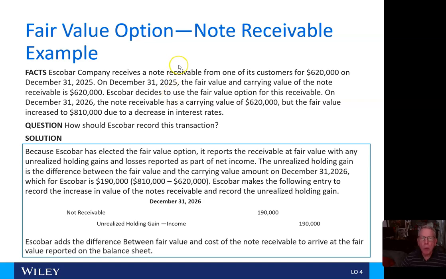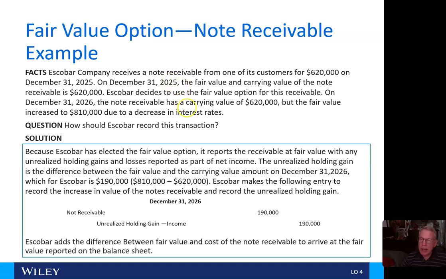where it received a note receivable from one of its customers for $620,000 on December 31, 2025. On December 31, 2025, the fair value and carrying value of the note receivable is $620,000. Escobar decides to use the fair value option for this receivable. On December 31, 2026, the note receivable has a carrying value of $620,000, but the fair value increased to $810,000 due to a decrease in interest rates.